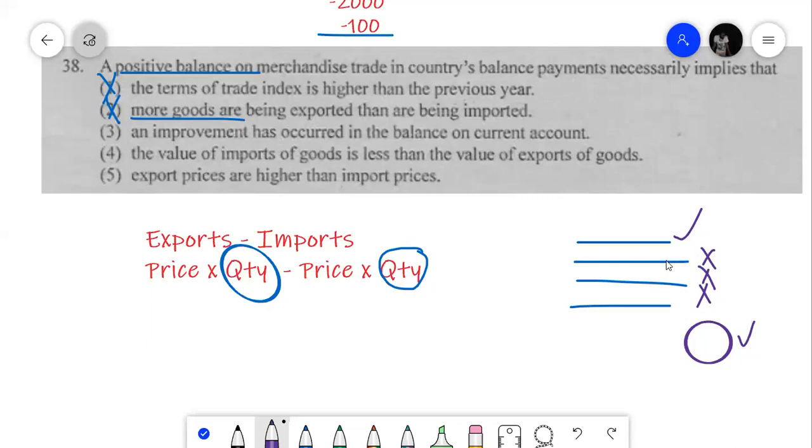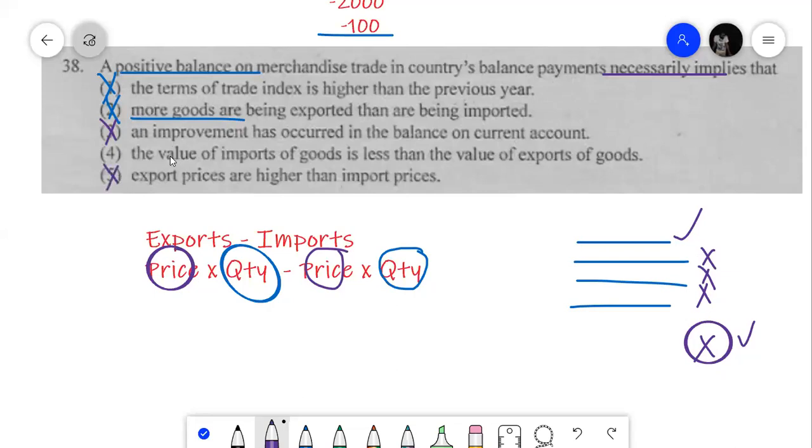What if these all have become worse? If all of these, the services, the primary income, secondary income, have gone worse, then this would also be worse, right? So you can't necessarily say that. For sure, you can't say that there has been an improvement in the current account. That's also wrong. Then you end up with answer 4, and answer 5 is again wrong, right? Just because the export prices have increased, you can't say this. So they're only talking of this side of the story.